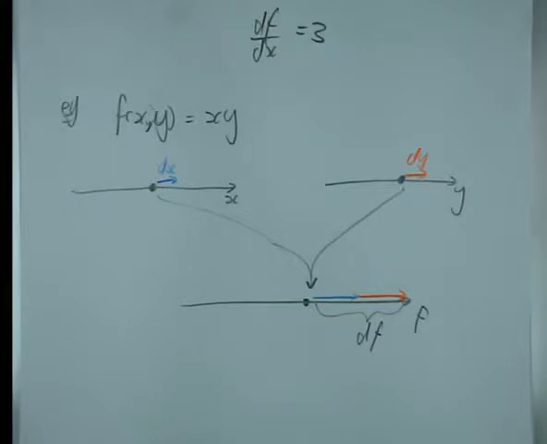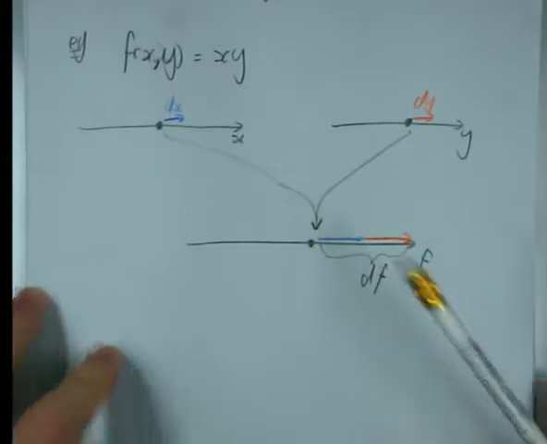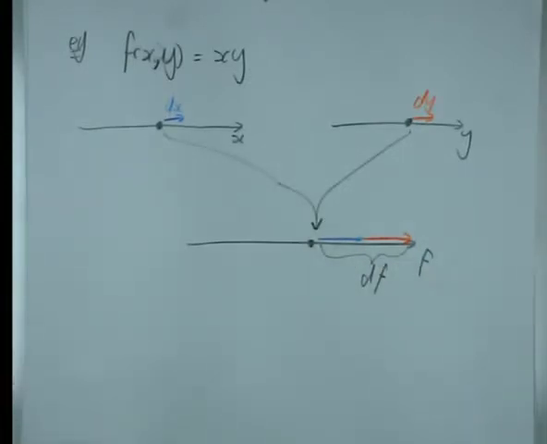So the idea is that any change in f is going to be caused simultaneously by a change in x and a change in y. So if the y doesn't change, then the orange bit isn't going to be part of the formula. Okay? So that's the idea behind it.